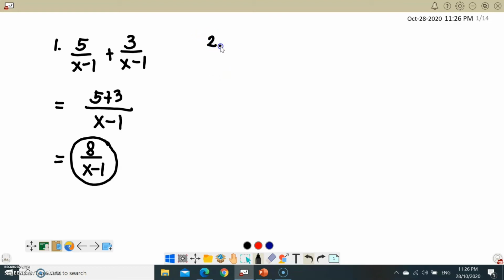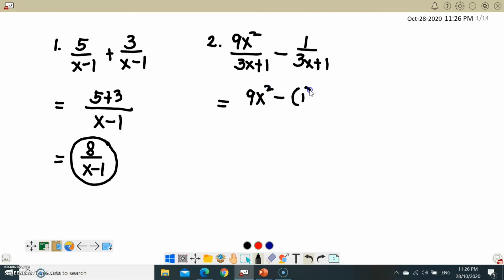Let's have example number 2. We have 9x squared over 3x plus 1 minus 1 over 3x plus 1. Since the operation is subtraction, then we subtract the numerators. And we have 9x squared minus 1 over, copy the common denominator, 3x plus 1.